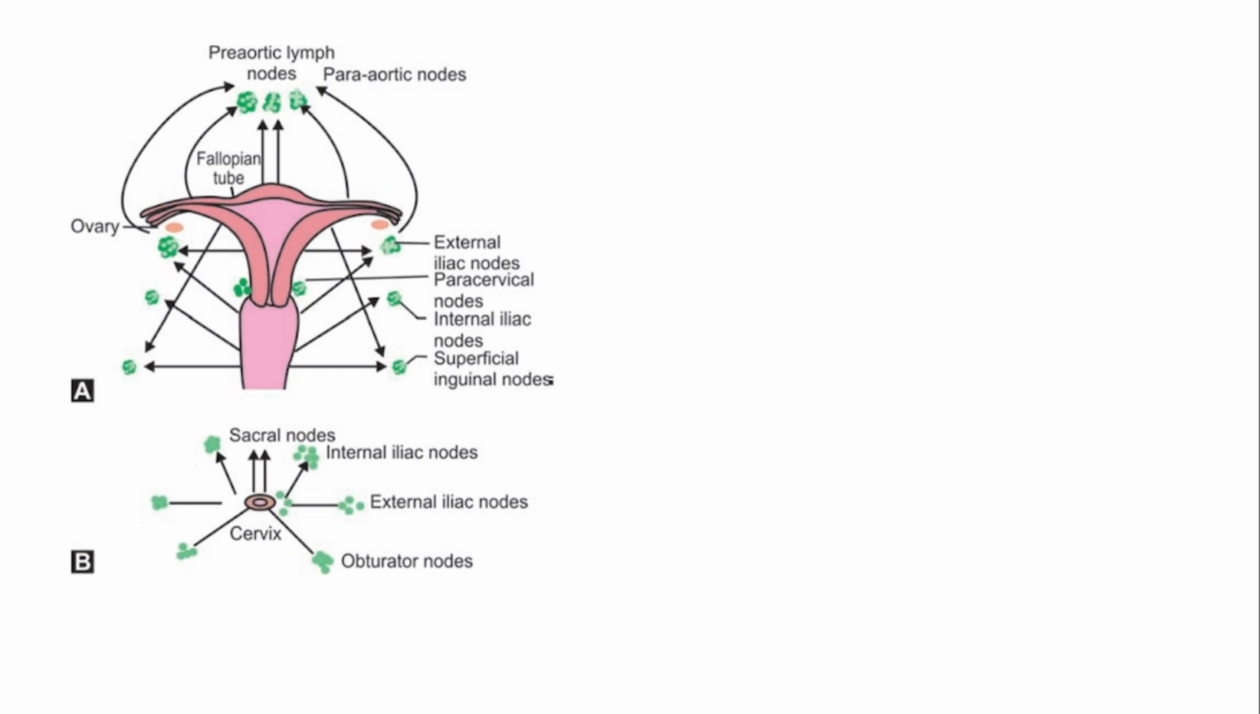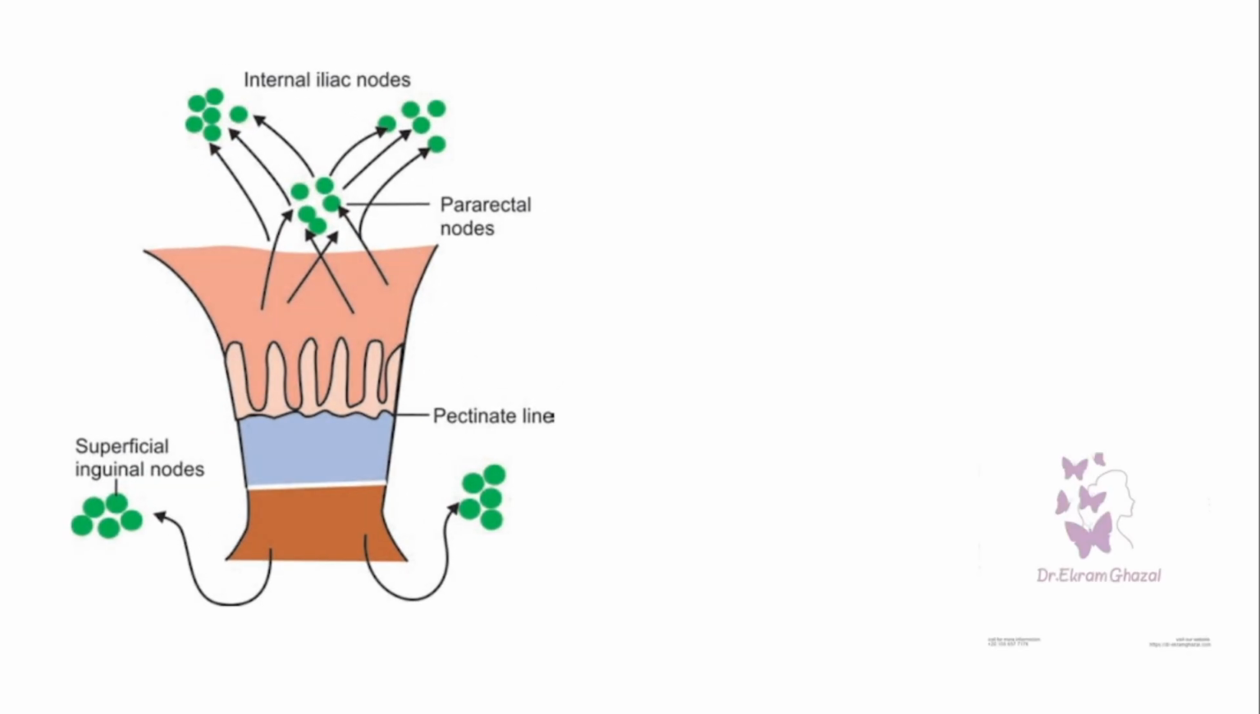In diagram B, we can see the cervix and its related lymph nodes: posteriorly the sacral nodes, and laterally and posterolaterally the internal iliac nodes and external iliac nodes. We can see the obturator nodes medially. This applies to the lymph nodes of the rectum as well. Above the pectinate line, it is drained by the internal iliac nodes and para-rectal nodes, and below the pectinate line it is drained by the superficial inguinal nodes.